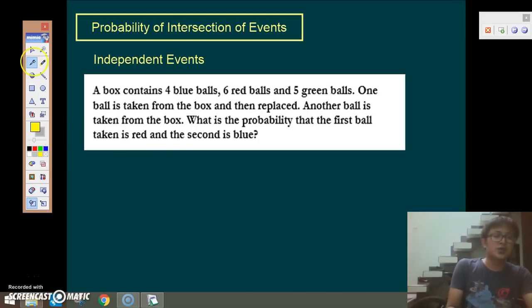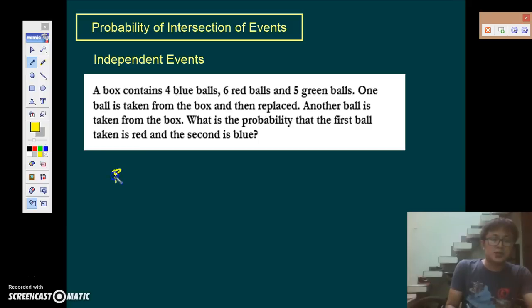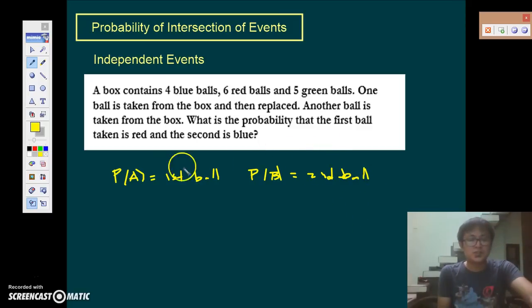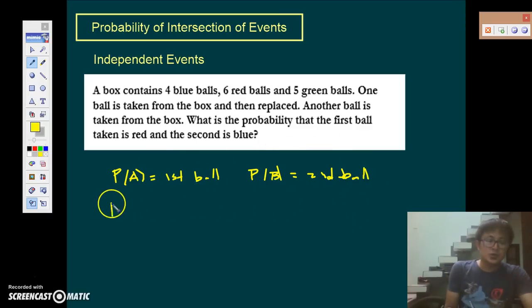So now we have these two events. Let's denote P(A) as the first event, so the first ball, then P(B), our second ball. So what's the probability that the first is red and the second is blue? So P(A), we have to pick one ball. If it's red, the probability that it will be red will be 6 over the total number of balls, which is 15. We simplify this, of course, and this will be 2/5.